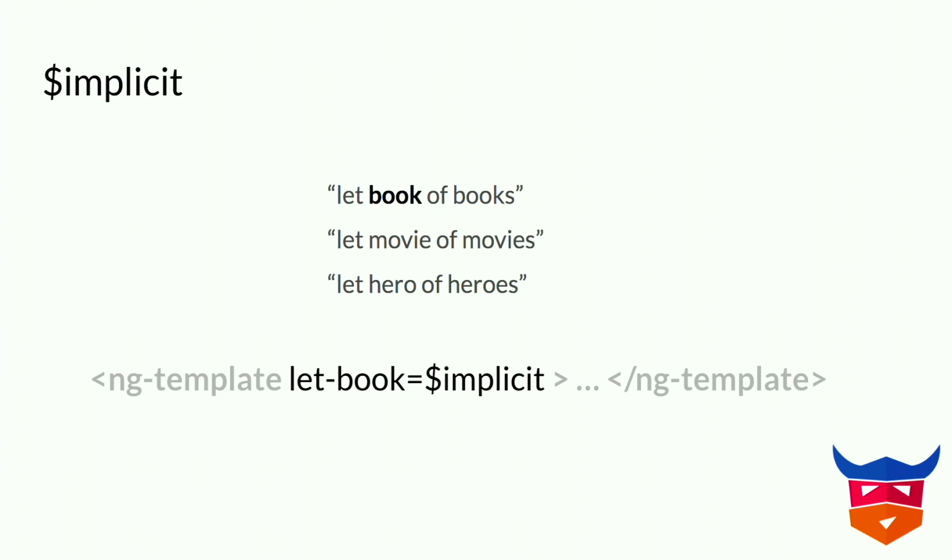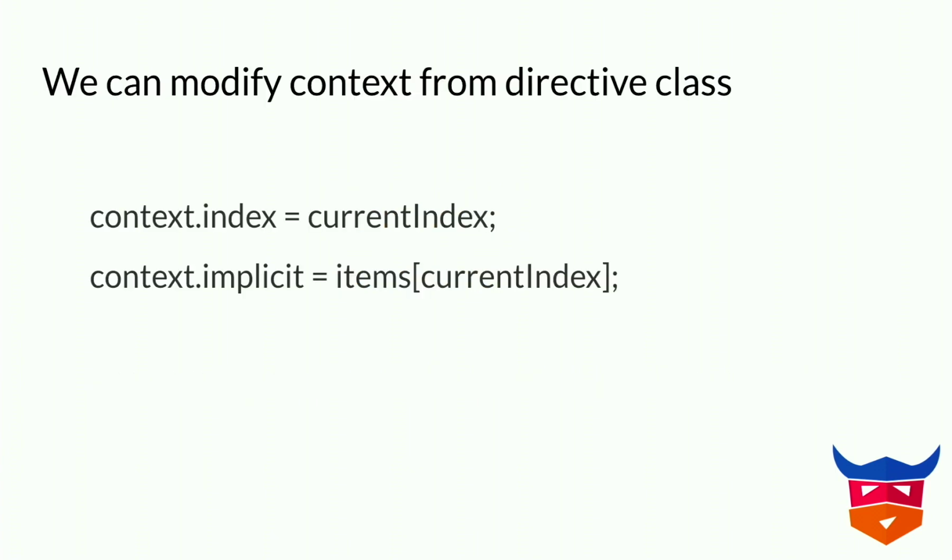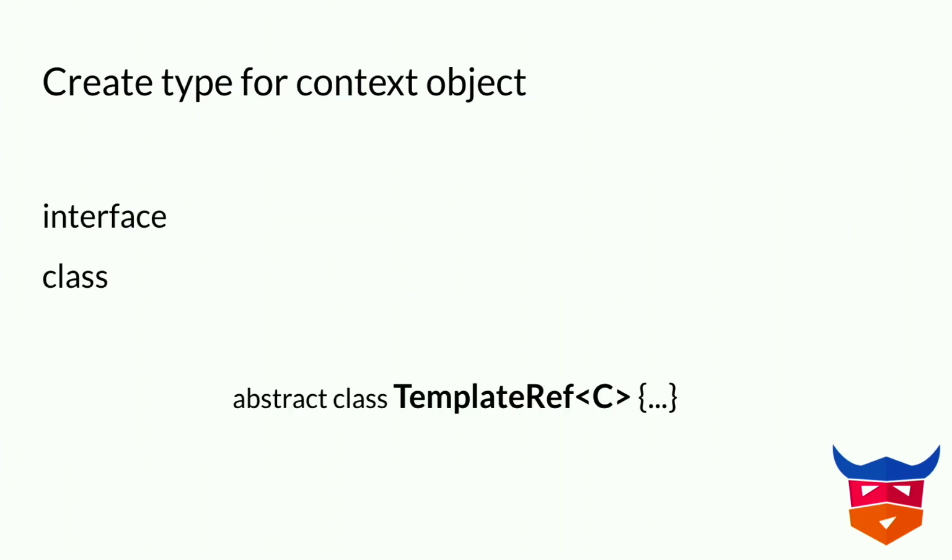So then the user will have contextual meaning of this item, so they can just say let book of books or movie of movies, etc. And behind the scenes, let book becomes let book equals $implicit. We're able to modify the context object from the directive class. So as we implement the structural directive, we can change the context and update it.